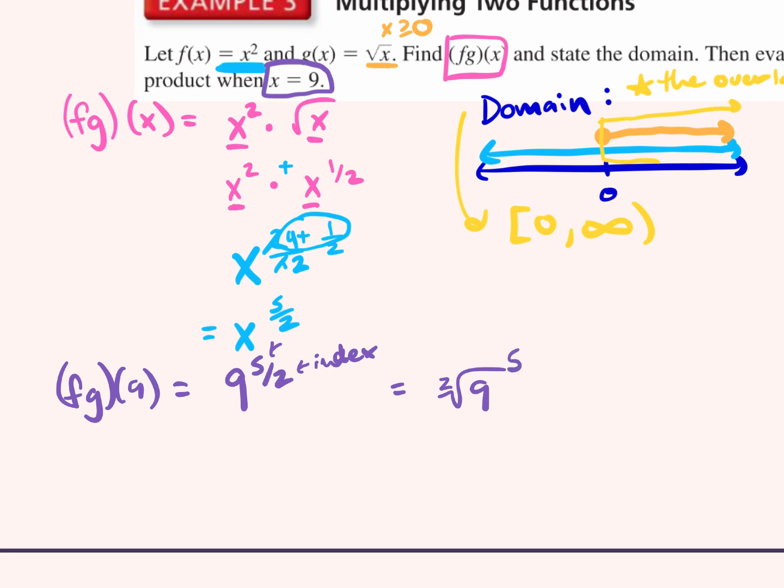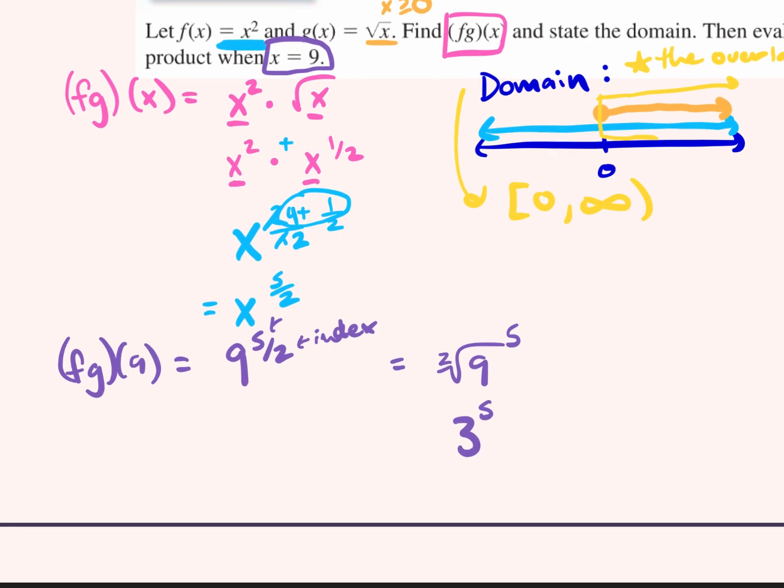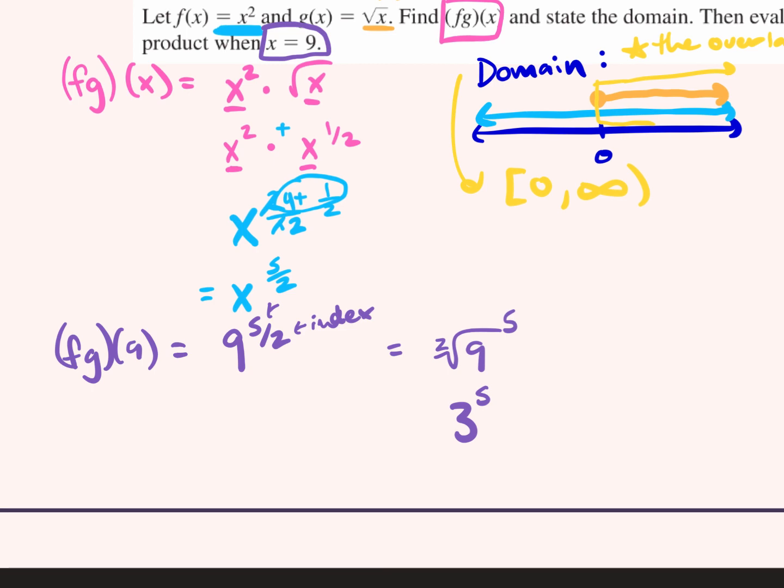What's the square root of 9? 3. So it'd be 3 to the 5th power. What's 3 to the 5th power? So this would be 243.